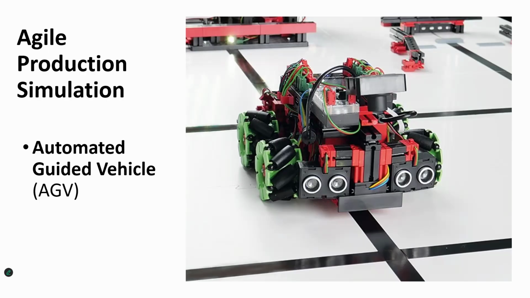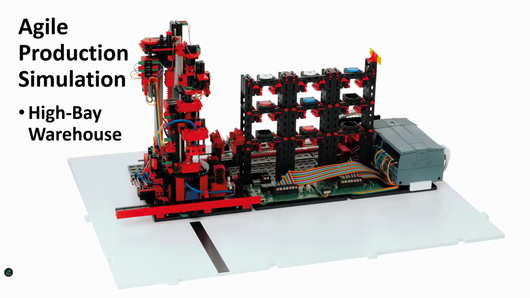Now, typically from that entry point, the next stop for a workpiece after this goods receipt is the high bay warehouse. Although, because this is an agile production simulation, the order of processes can be changed if there's a need, or certain processes can be omitted. But in any case, let's assume that it goes to the high bay warehouse first.